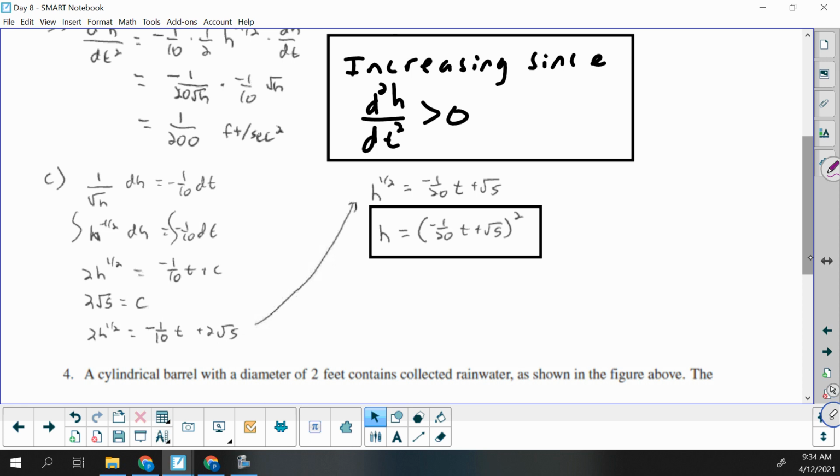We had to just be concerned that h couldn't be negative because that was under a square root in the original, but because in our final answer we are squaring everything, h will never end up being negative.